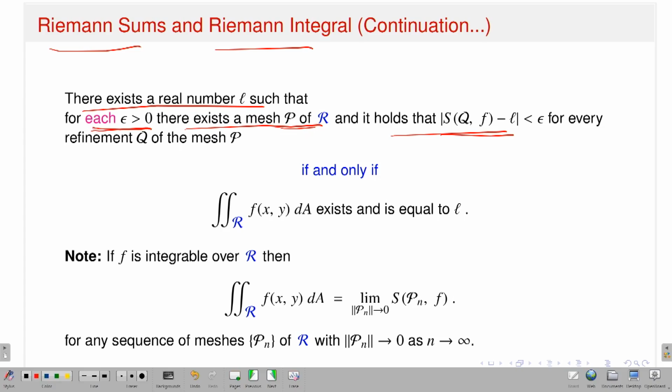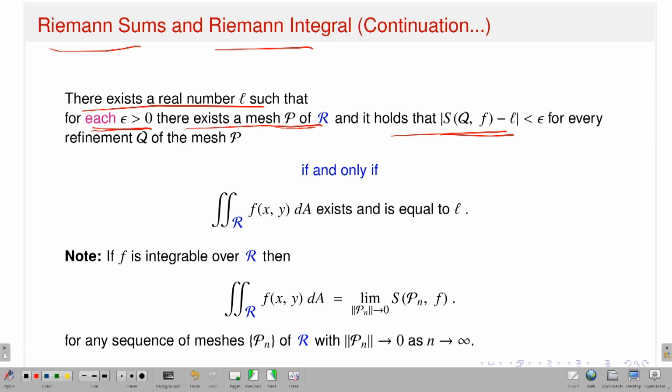The property is that whatever epsilon I am considering, for any epsilon, there exists a partition P such that whenever I take any refinement of my given partition P, the corresponding Riemann sum S and L, their difference is less than epsilon. If this is the case, then I will say that my Riemann double integral exists.